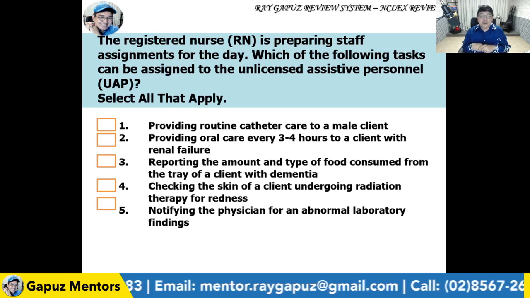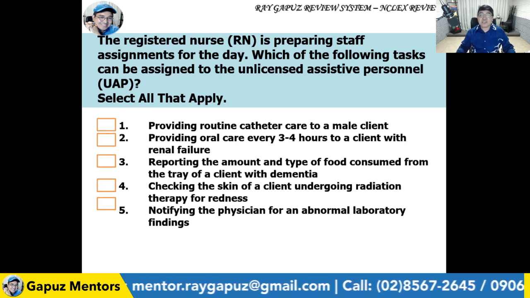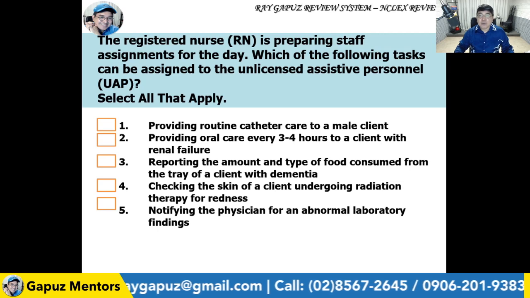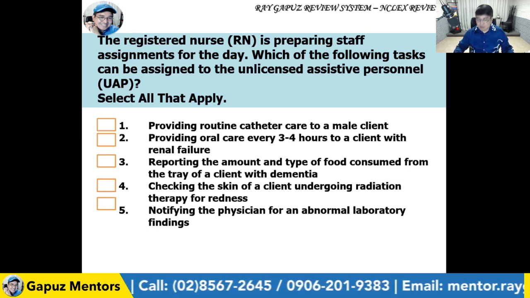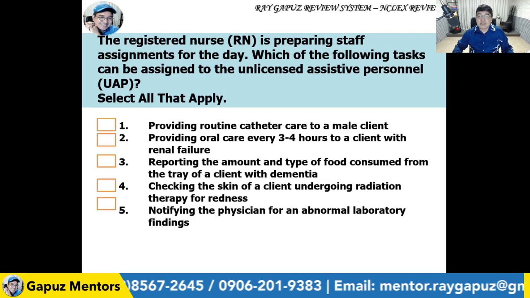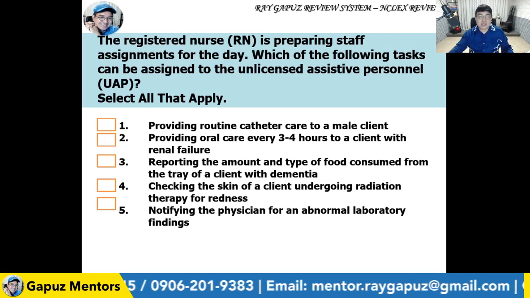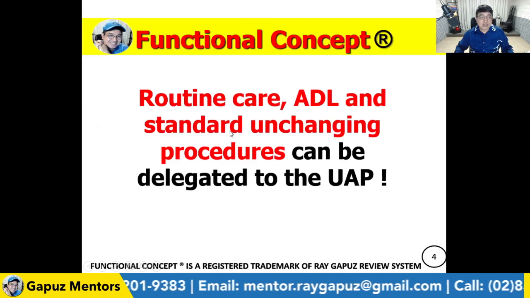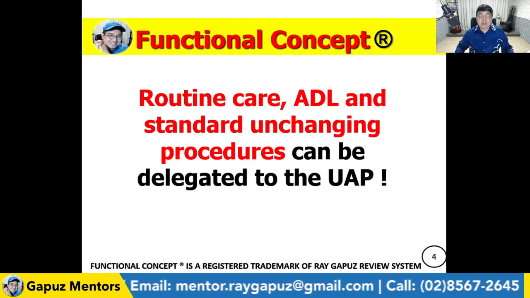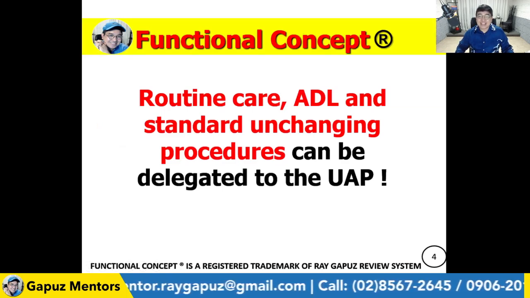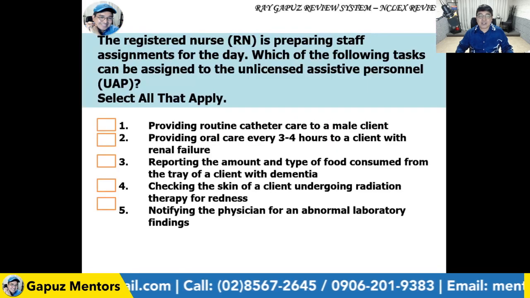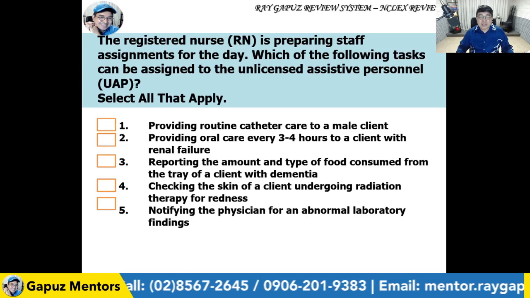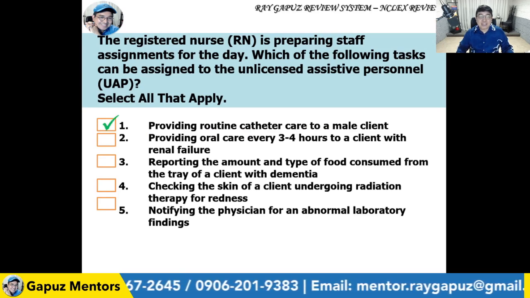Okay? So, here's the question. The registered nurse is preparing staff assignments for the day. Which of the following tasks can be assigned to the unlicensed assistive personnel? Select all that apply. Providing routine catheter care to a male client. That's a keyword. You have the word routine. You can delegate that. Okay, so remember, routine care, ADL, and standard and changing procedures can be delegated to the unlicensed assistive personnel. So let's implement. Providing routine catheter care to a male client, yes.